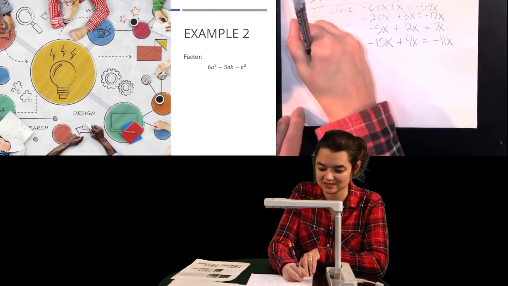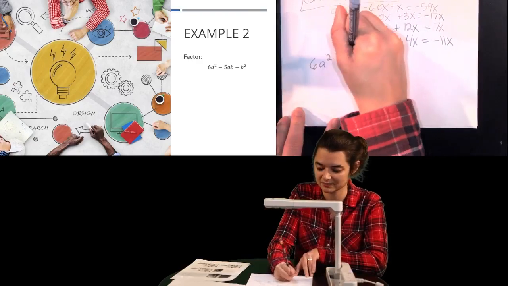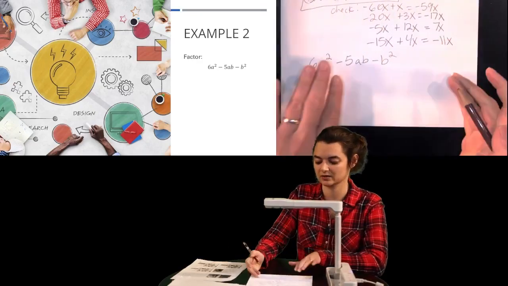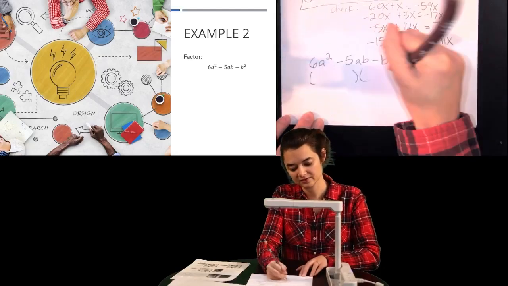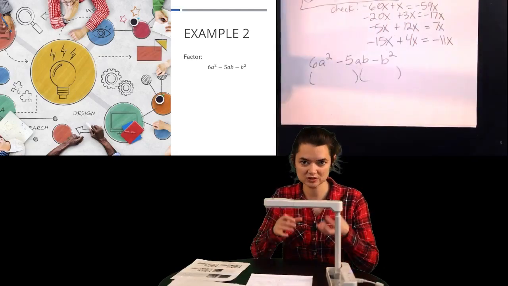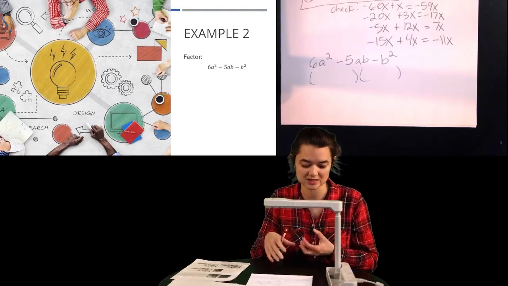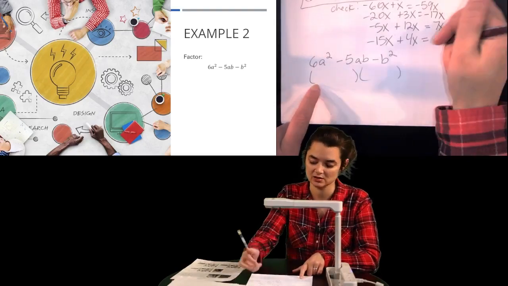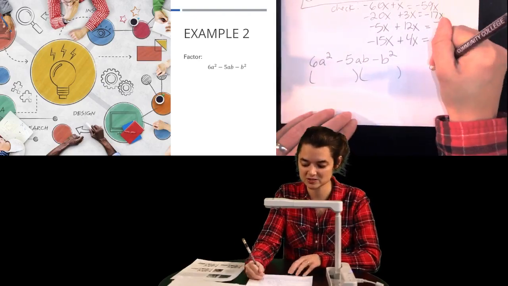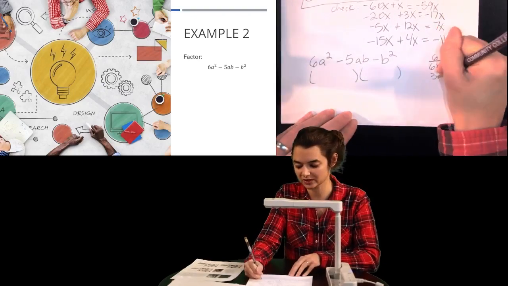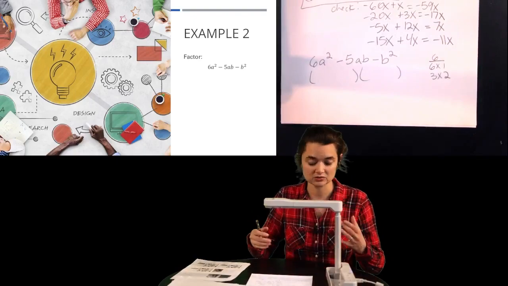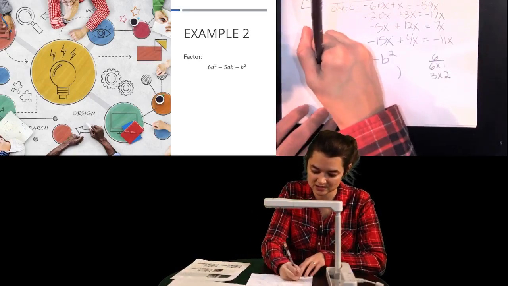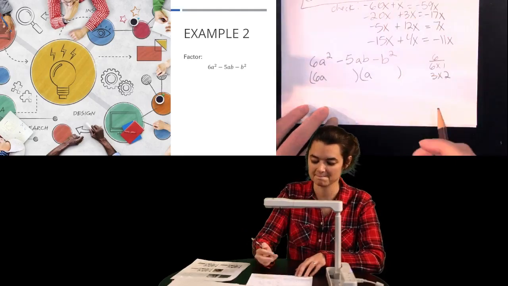Let's see. We've got 6a squared minus 5ab minus b squared. All right, so we know it's a trinomial, so we know it's going to factor with these 2 parentheses. My first term should multiply to give me 6a squared. So with 6, my options are either 6 and 1 or 3 and 2. Doesn't really matter, let's just try one. How about we try 6 and 1? We'll have 6a and 1a.